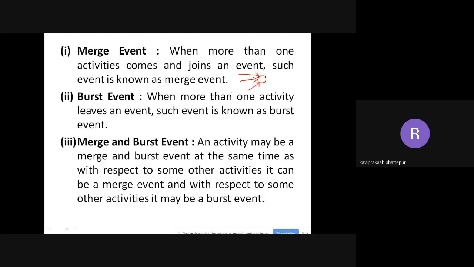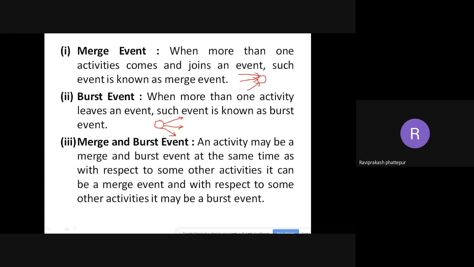In a merge event, many activities come and join that particular event. On the top you can see I have drawn a merge event where three arrows are coming and meeting. Each arrow is called an activity. So there are three arrows coming in to a particular node or event, and this is called a merge event. One more, the burst event: they are not coming to that node, they are originating from that particular node. That is the burst event.